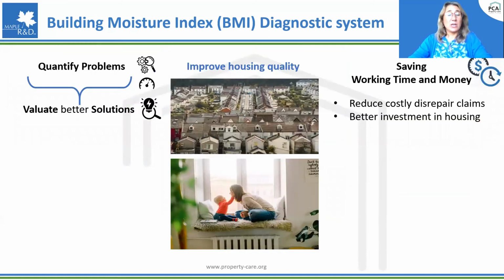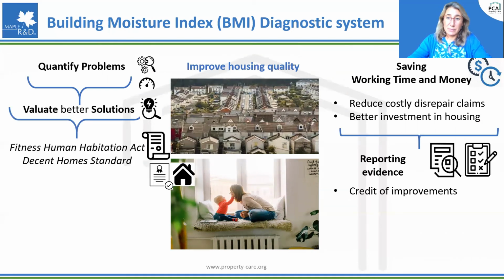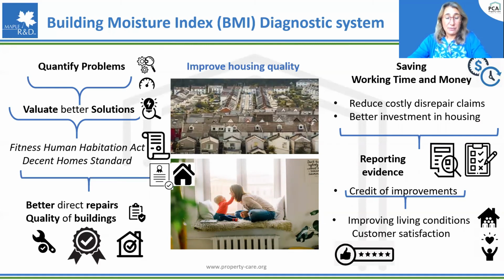This is important because finally we have a diagnostic tool that is able to quantify problems, that is useful to evaluate better solutions and eventually improve housing quality, while also saving working time and money by reducing costly disrepair claims and allowing better investment in housing. And by reporting evidence, we can have credit for the improvements that we make following the Fitness for Human Habitation Act or Decent Homes Standard. So we can find better direct repairs and better quality of buildings, and also improve living conditions and customer satisfaction.